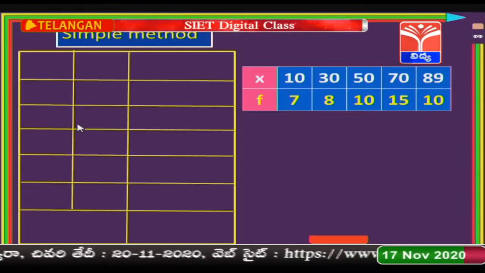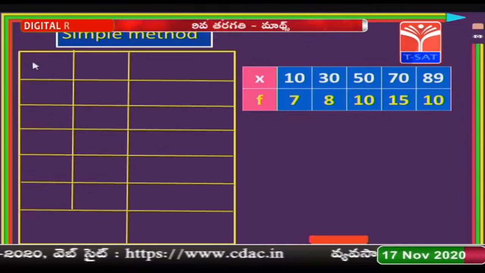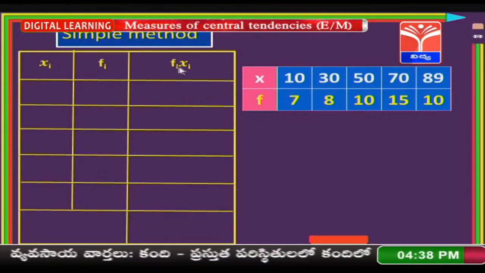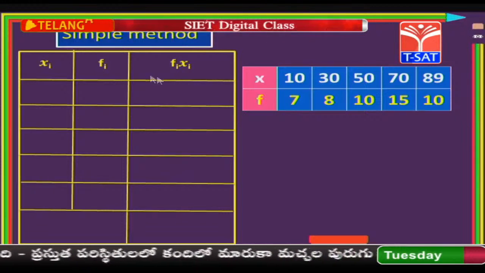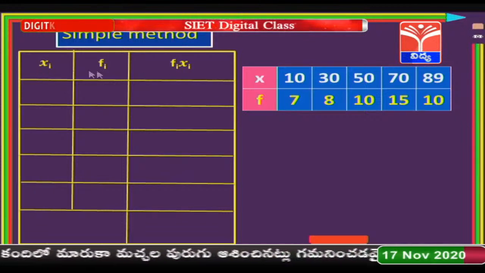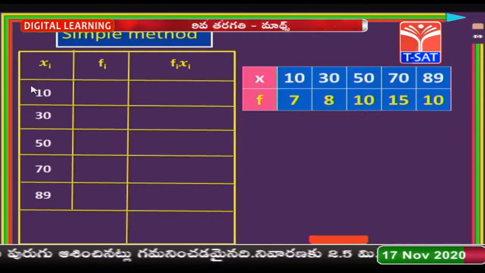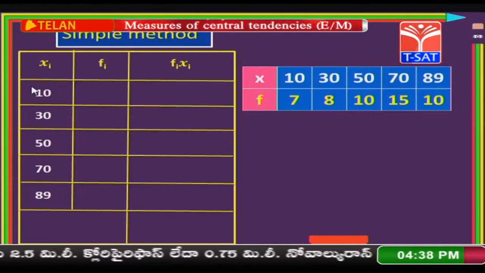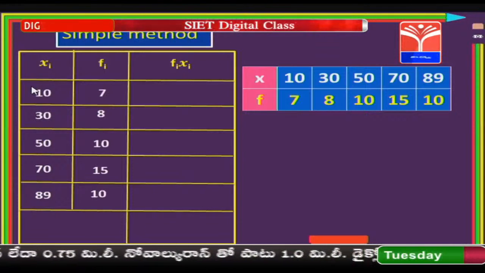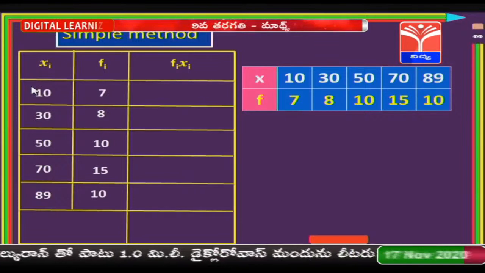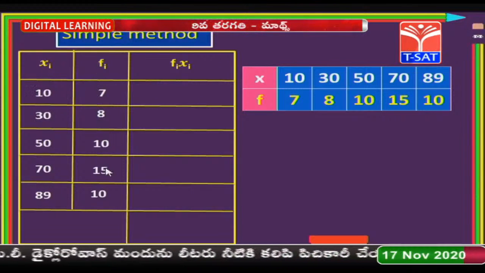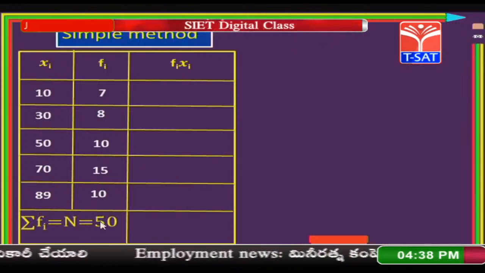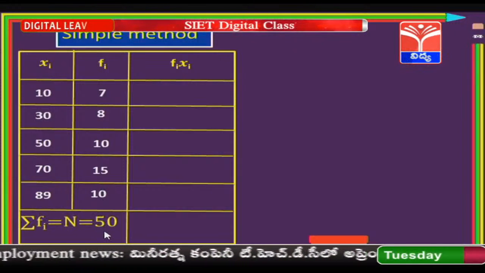So, we construct a table here. The first column is the x values, the second column is the frequency values and the third column is the multiplication of the frequency and xi values. So, the xi values are given here as 10, 30, 50, 70 and 89 and the frequency values are given as 7, 8, 10, 15 and 10. After getting these two, you just add up all the frequency values, sigma fi is nothing but the n, which is 50. So, the total number of observations is 50.